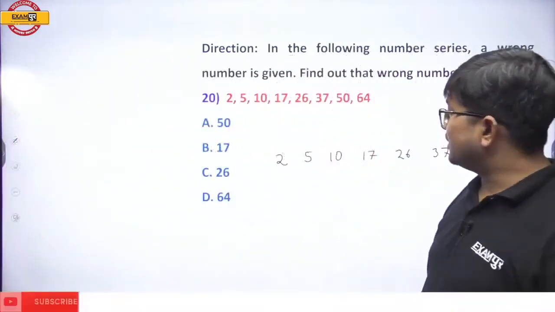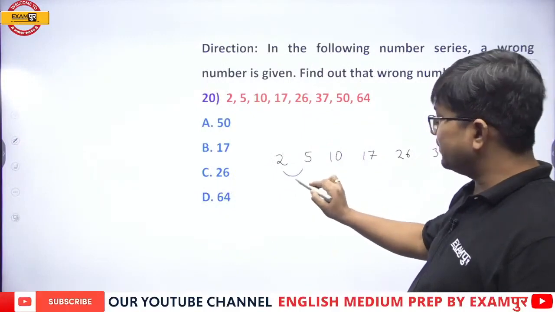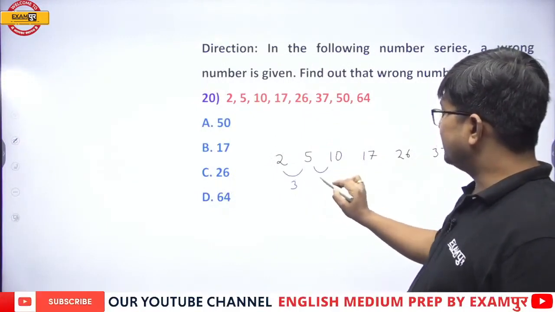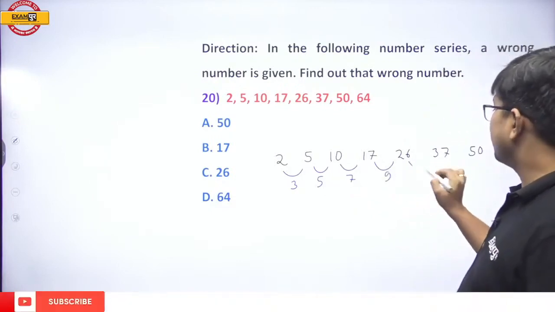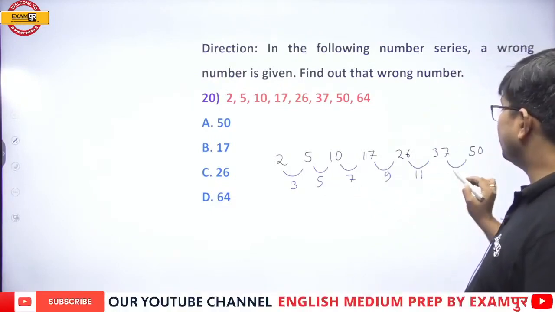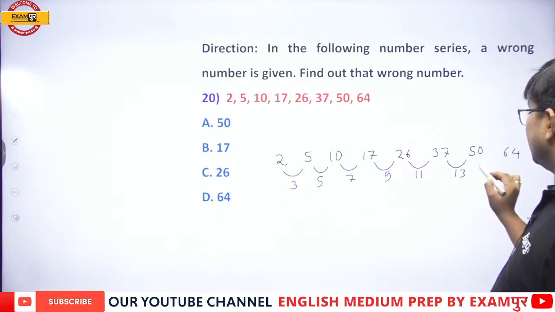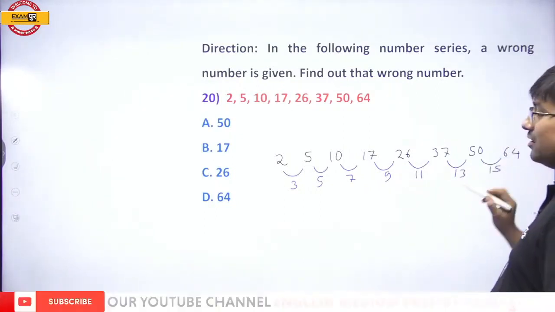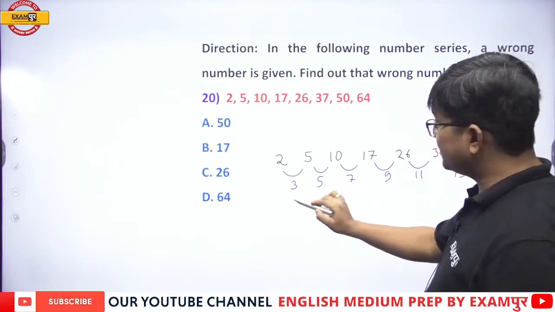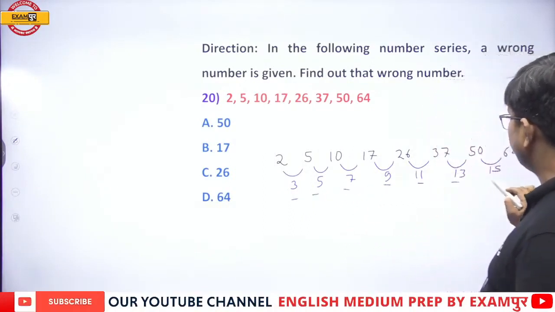Okay. So now what is being done? You can check the difference over here. It's 3. Here it's 5. Here it's 7. Now here it is 9. Here it is 11. So now here it should be, now see, 13. Till here everything was fine. The problem is over here. See, consecutive odd numbers 3, 5, 7, 9, 11, 13 and 15.